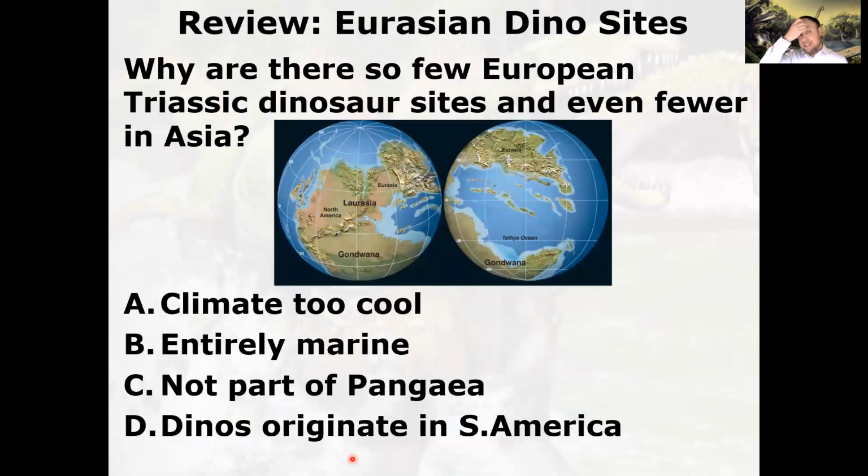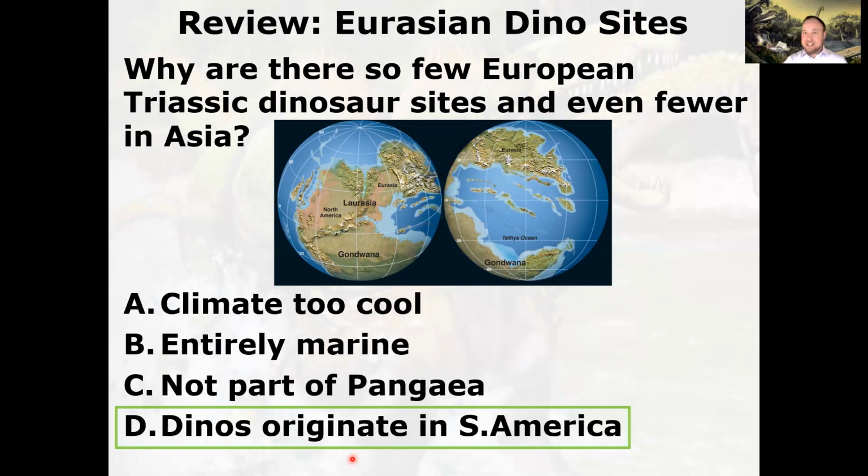So let's review what we talked about last time. Why are there so few European Triassic dinosaur sites, and even fewer than that in Asia? I talked a little bit about it. It was a lot harder to put that lecture together than it was to put the North American dinosaur sites lecture together. Why are there so few good Triassic aged dinosaur sites in Europe and especially in Asia? All right, and the answer is that dinosaurs originate in South America.